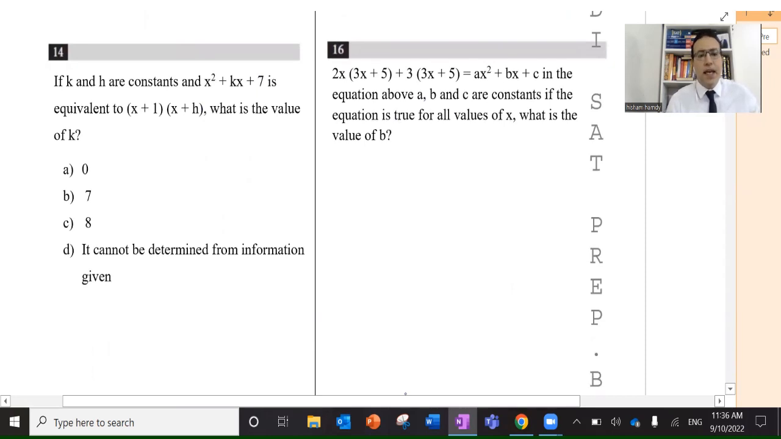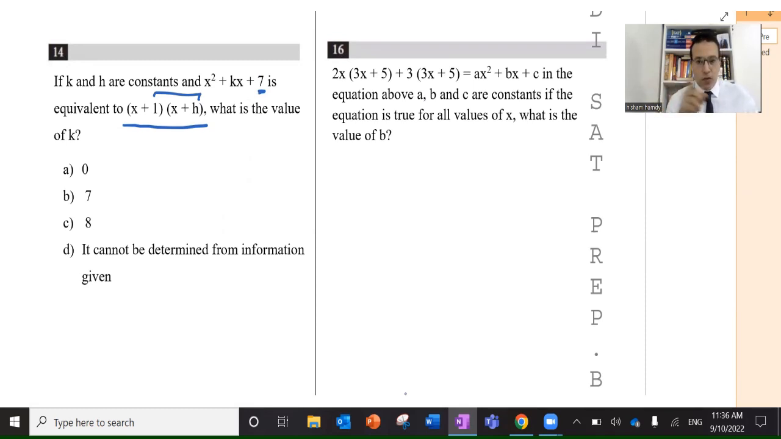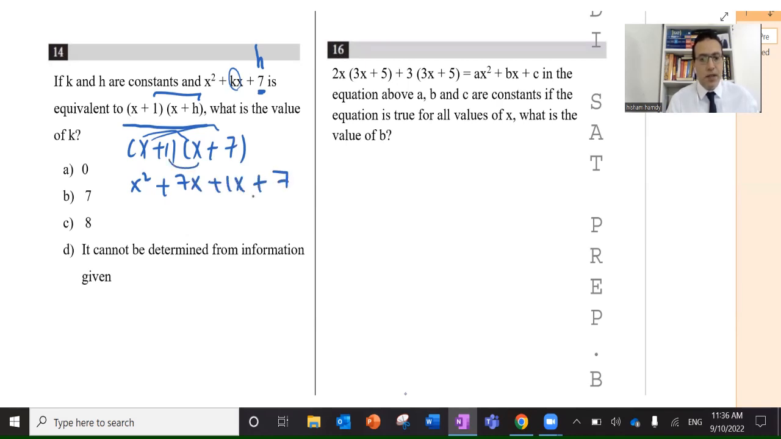Question number 14, x squared plus kx plus 7 is equivalent to that. All the students know that when I multiply 1 by h, it gives me the last term. So let's be smart. Don't work hard, but work smart. 1 by h gives me 7. So it's clear for us, this is (x plus 1) times (x plus 7), as h is equal to 7. He is looking for k. So let's expand: x by x is x squared, x by 7, 1 by x, 1 by 7. So the middle term is 8x. So the value of k is equal to 8.